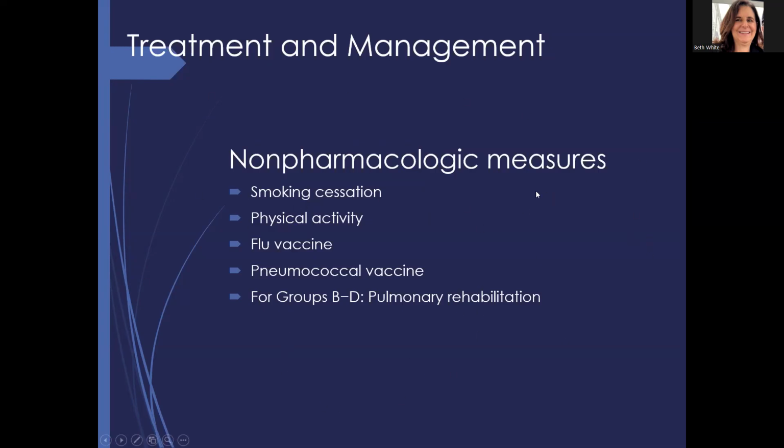Non-pharmacological measures, okay: smoking cessation education, physical activities such as pulmonary rehab, making sure they get the flu vaccine and pneumococcal vaccines, all these different vaccines that help prevent them from getting sick or having an exacerbation. And again, I think pulmonary rehab for all of them. This says for groups B through D, but everybody can use a little pulmonary rehab.